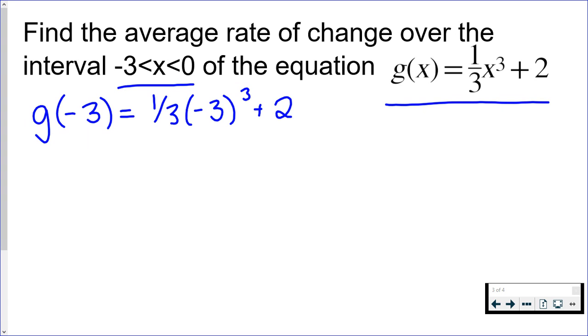And you really need to remember your order of operations when you're doing a problem like this. So first is exponents. I'm going to start with -3 to the third power, and I am ignoring the 1/3 in front of it for now. So -3 to the third is -27.